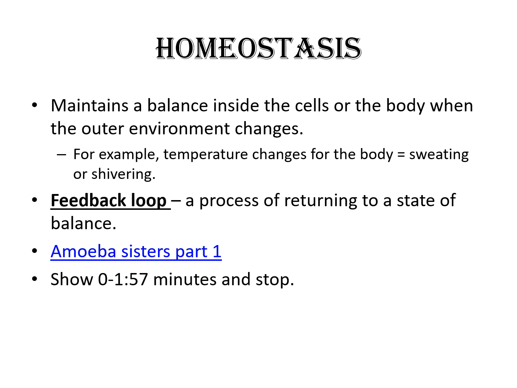If you remember from the last section, homeostasis is describing a balance that's inside the cells or the body when the outer environment changes. For example, when temperature changes for the body, it will cause the body to sweat or shiver. There are other types of feedback loops.